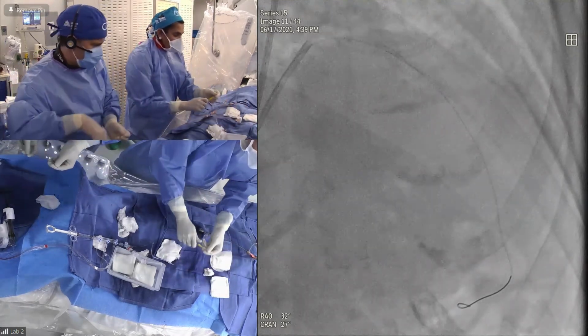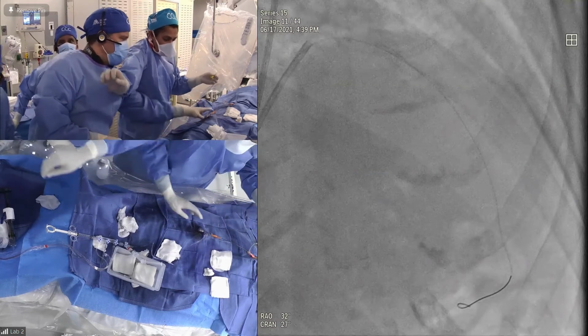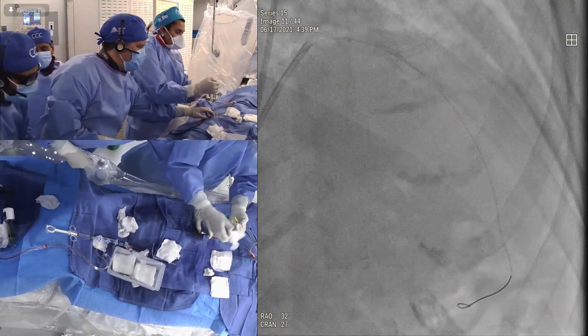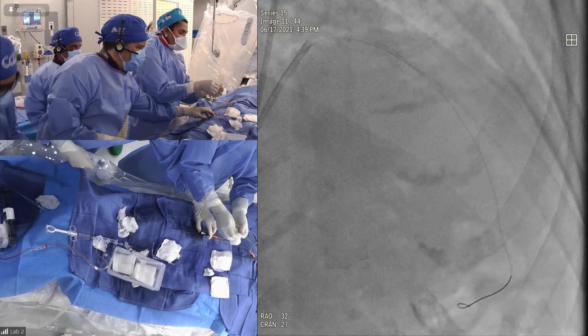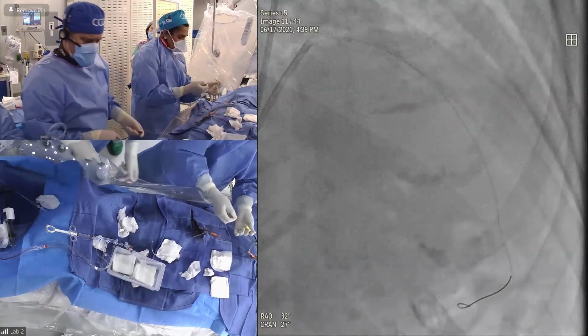If you want, we can image. You know, the Europeans love the imaging. They're using POT. I'm not a believer of POT in non-left main.